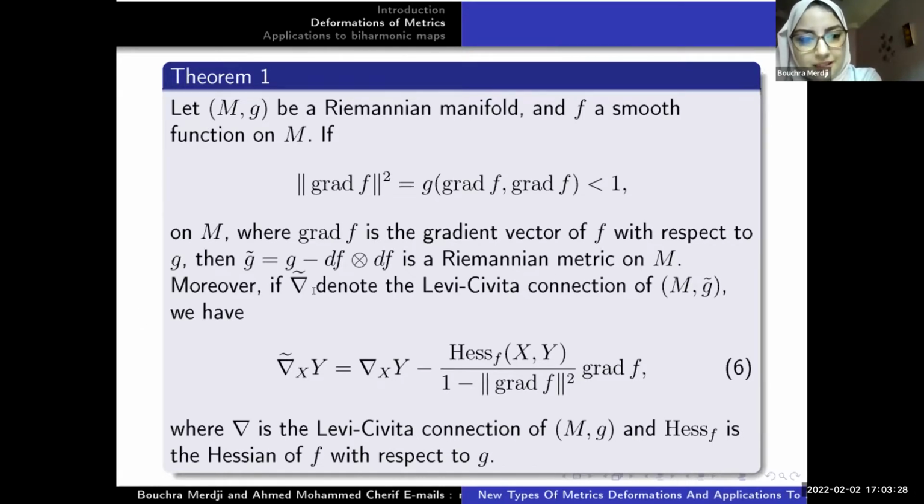Moreover, if nabla tilde denotes the Levi-Civita connection of M equipped with the metric G tilde, we have that the covariant derivative on the manifold M equipped with G tilde is given by this equation, where nabla is the Levi-Civita connection of M equipped with G, and Hess F is the Hessian of F with respect to the metric G.